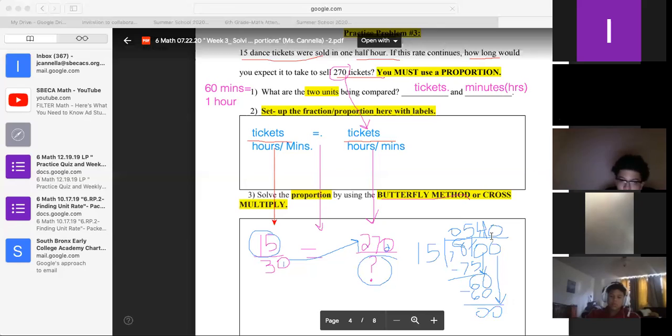So this is converted in minutes. This 540 minutes has to now be converted into hours. So what you would do is 540 divided by 60, and you would get 9 hours. I'm not going to show you that now just because of time. I want to respect your time. So answer: it will take 9 hours, which is 540 minutes, to sell 270 tickets. There you have it, folks.